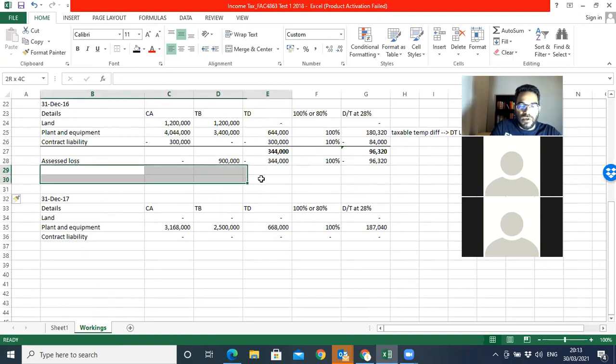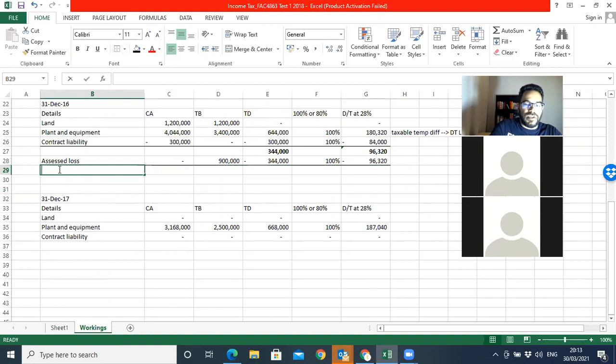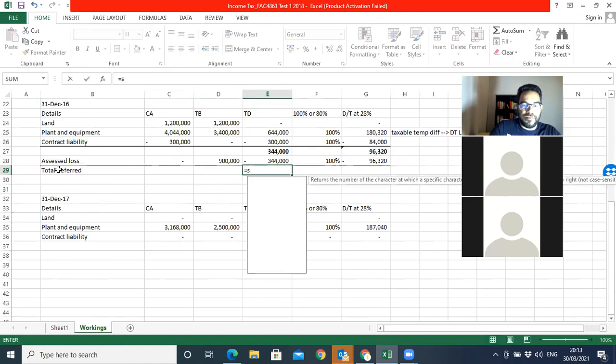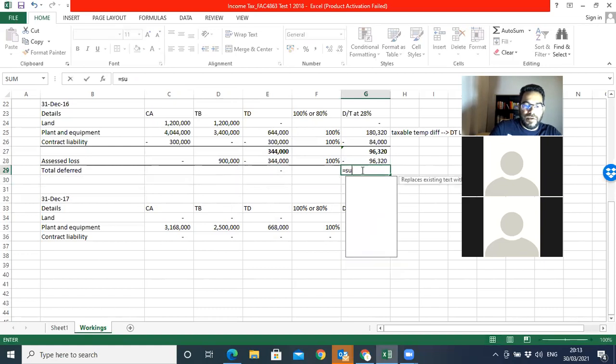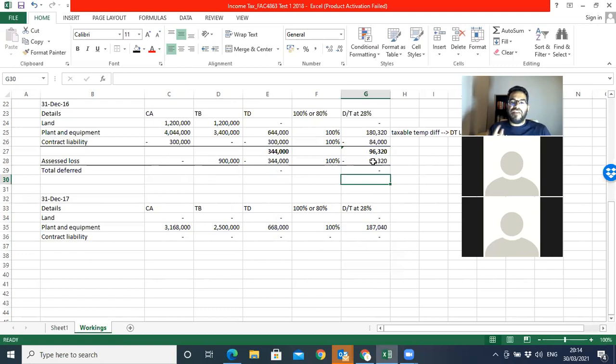So I just want to get a total over here. So total deferred tax, it will be the sum. So we expect it to be 0. The reason being is we have an assessed loss, but the assessed loss can only be recognized to the extent of the liability. So therefore they net each other off to 0.